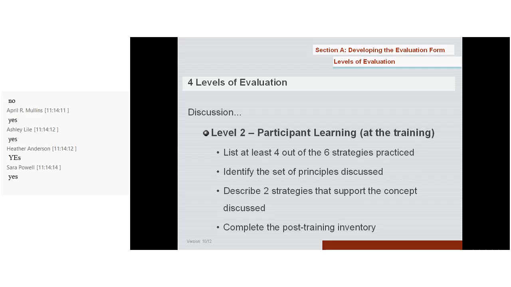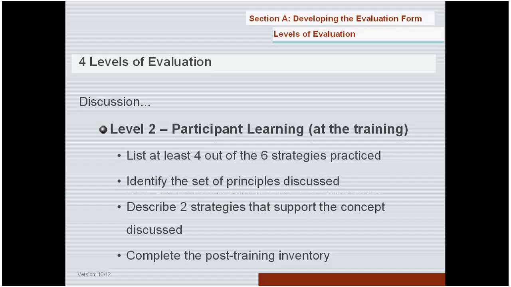We might ask them things like this. List at least 4 out of the 6 strategies that you practiced today. All right? So that allows them to show you what they remember about those strategies. Identify a set of principles that was discussed. So you know that you discussed these principles. What can they tell you about them? Describe 2 strategies that support a particular concept covered.